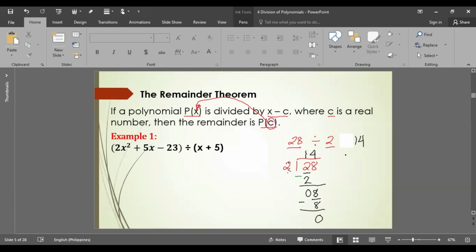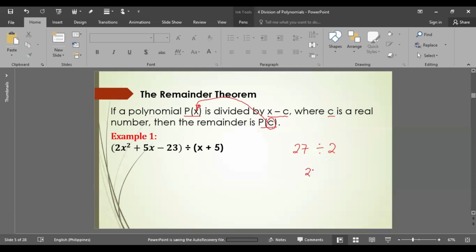So in this case, class, there is no remainder because 28 can be divided by 2. 28 is divisible by 2. Now, what if the given is 27 divided by 2? Let us try to divide this using the same procedure. So we put 27 here, then we put 2 here as the divisor. Then same procedure, divide this digit by the divisor, which is 2. So 2 divided by 2 is 1. We put the quotient here.